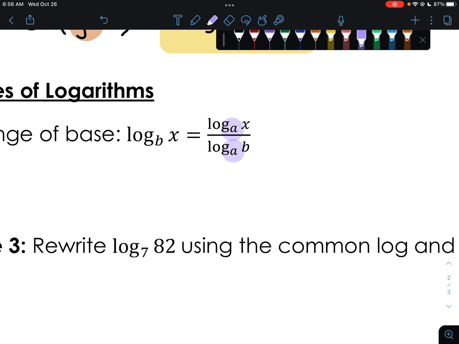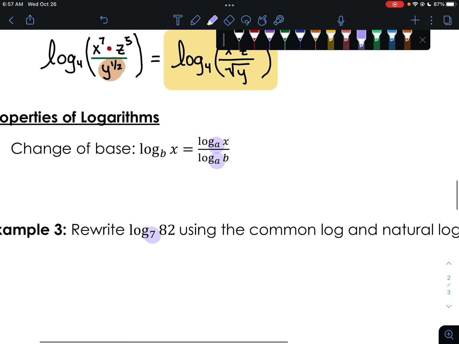So we're just going to practice. Again, this can be any base. So if I have a base 7, like I see in example 3, and I wanted to change it to a base 5, all I got to do is do log base 5 of 82 over log base 5 of 7, and I changed its base. So you can change the base to any number, but typically we just like using the common log and the natural log.